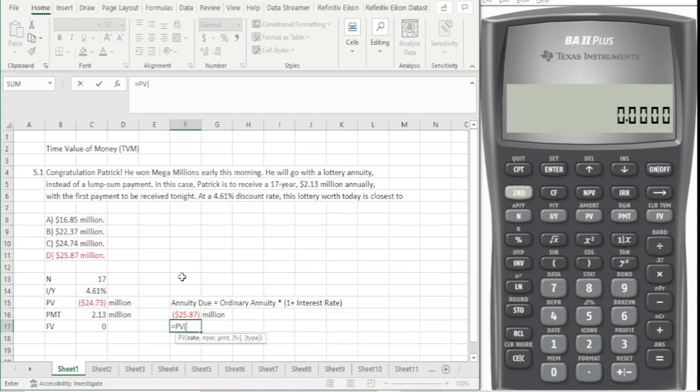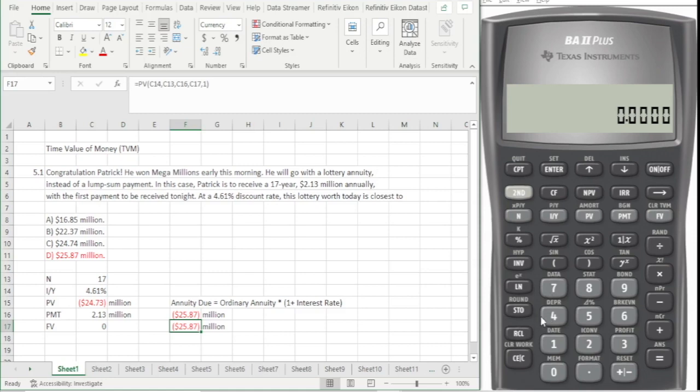Hey, there is a shortcut. Present value equals rate, number of years, payment, future value, and putting 1. You will get the annuity due. Okay? Now, using a financial calculator, I will show you how to calculate it.